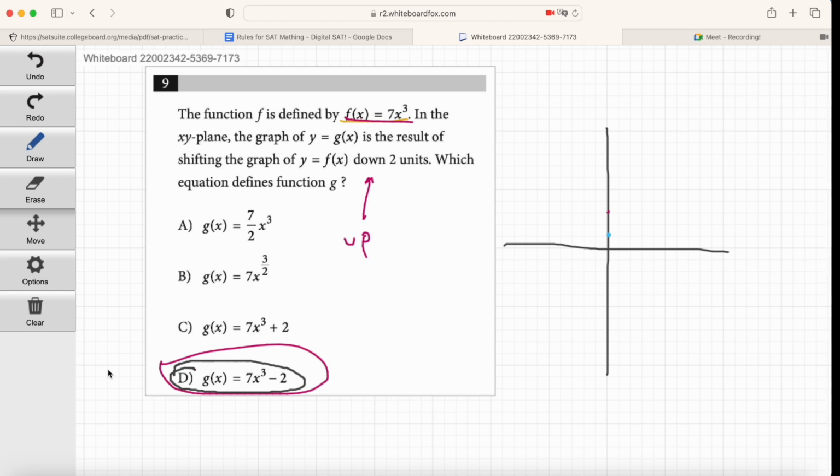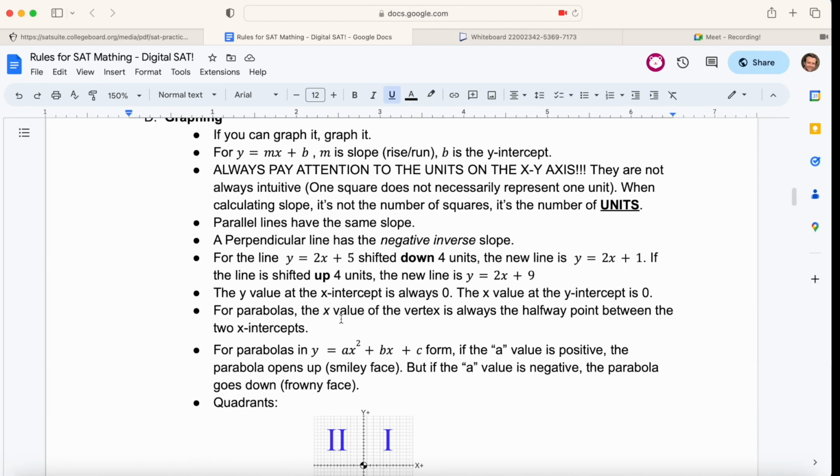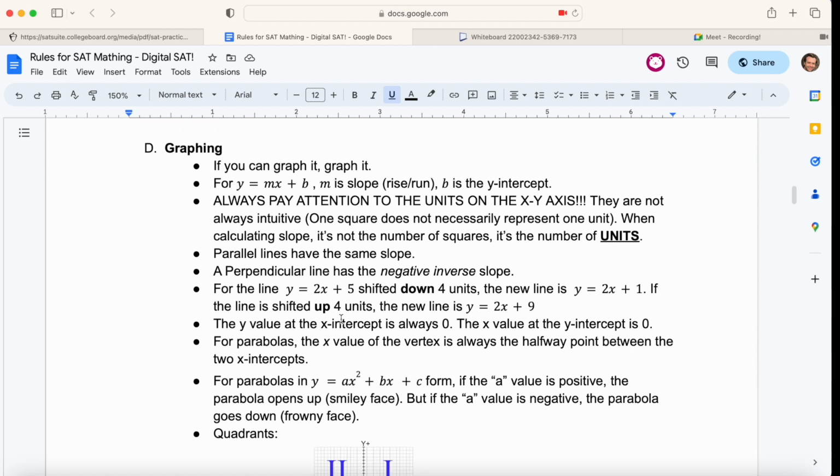And I've added this to the digital SAT rules. It should be basic concept D, graphing, as well. Let me see here. There we go. This is bullet point number 6 on basic concept D. I haven't seen any shifting of lines questions on the original SAT, but I'm seeing them now here on the digital SAT. So I want you to read that 6th bullet point for us, please.